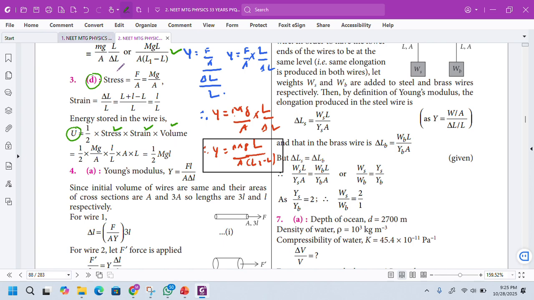So first, what is stress? Stress we know already, dear students. Stress is equal to F by A. What is F? I already told you, M into G, divided by A. This is the stress.